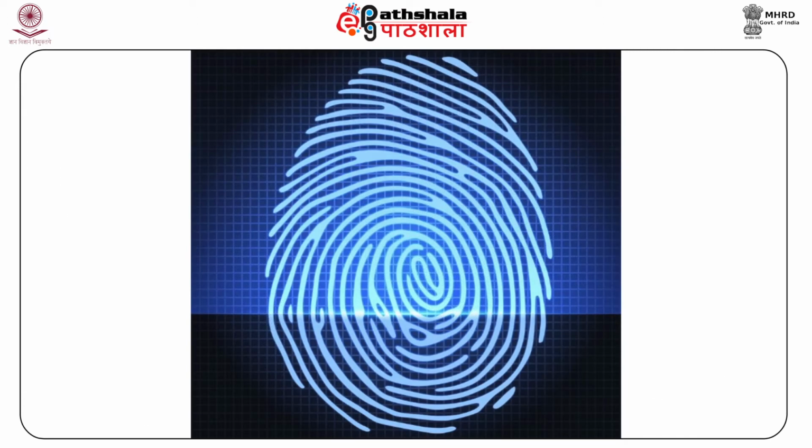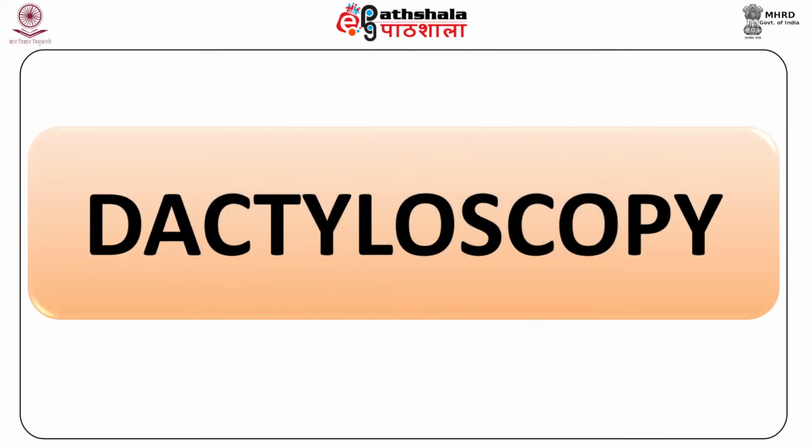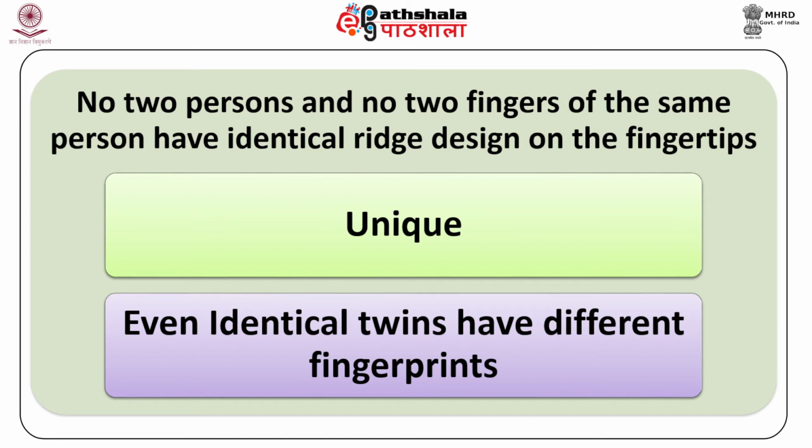The science of identification by screening and comparing fingerprints is called dactyloscopy. This science is based on three principles. First, no two persons, and no two fingers of the same person, have identical ridge designs on the fingertips. Fingertips are absolutely unique, more unique than the DNA, the genetic material in human cells.